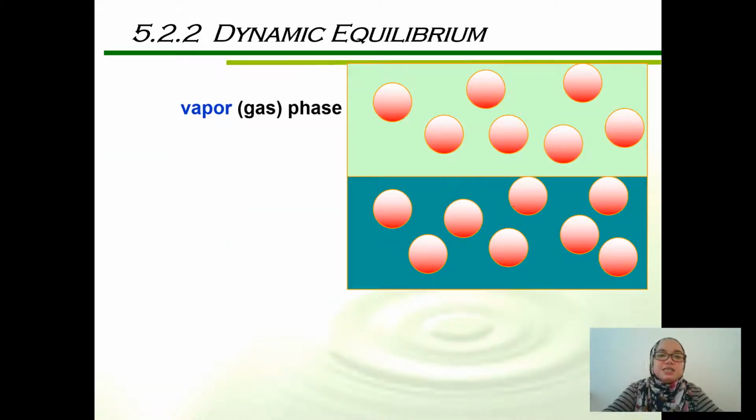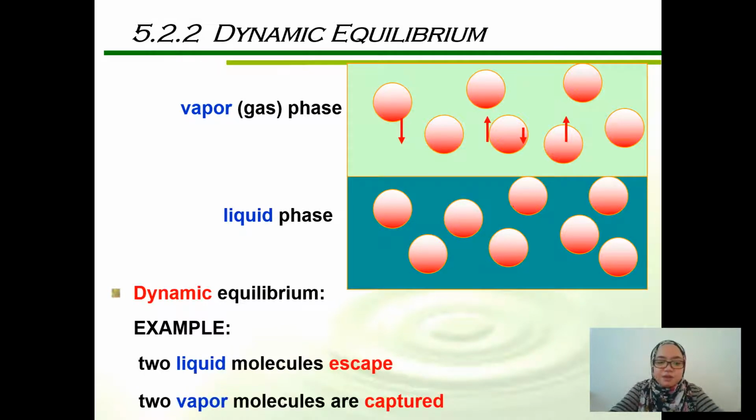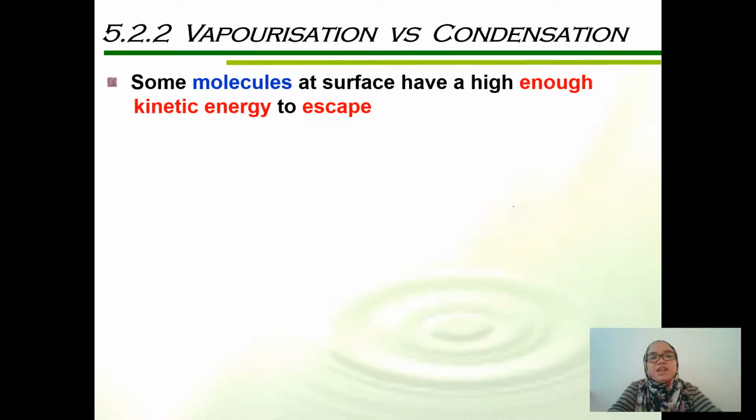Okay, so this is the vapor phase or the gas phase. Dia ke atas and then this is the liquid phase. Okay, at the dynamic equilibrium, contohnya, when two liquid molecule escape to form a vapor molecule, another two vapor molecule akan captured balik masuk kepada liquid phase. So dia berlaku dynamic equilibrium lah. Dua masuk, dua keluar. Dua masuk, dua keluar. Contohnya, for example. Okay? So, let's look at the vaporization versus condensation.